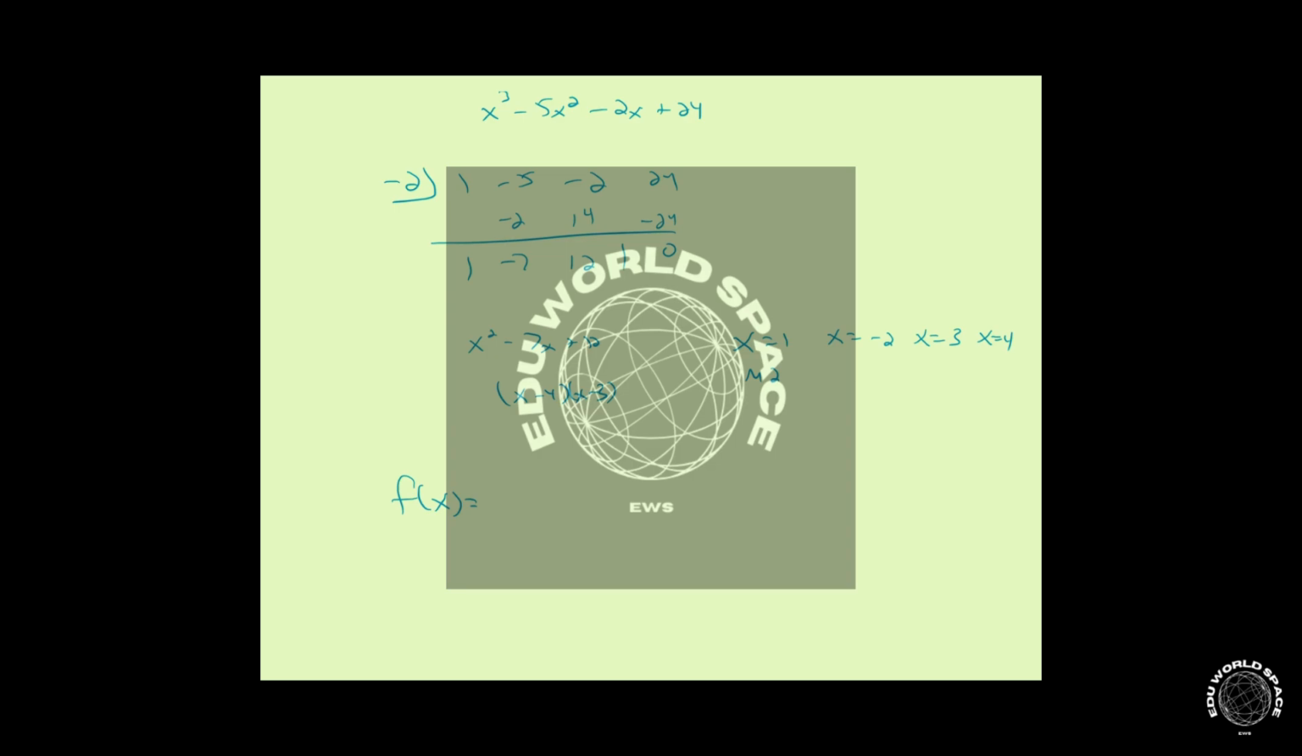Well, if 1 is a 0, then x minus 1 is a factor. Multiplicity 2 means we can square it. If negative 2 is a 0, then x plus 2 is a factor. If 3 is a 0, then x minus 3 is a factor, and so is x minus 4. This is a version of the factored form of that original function.